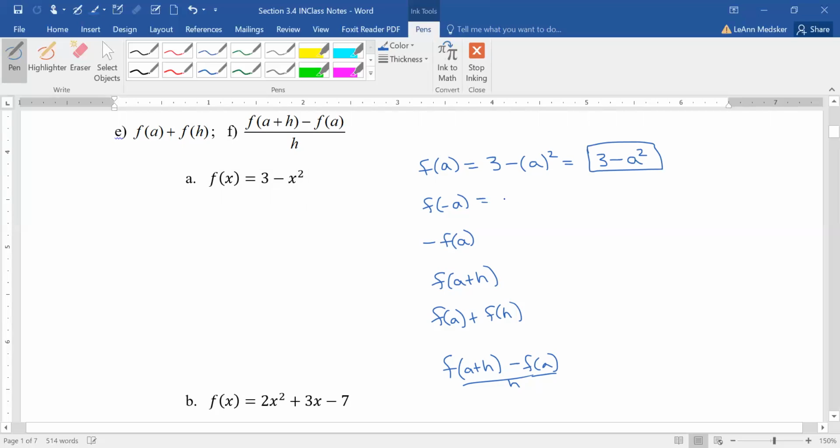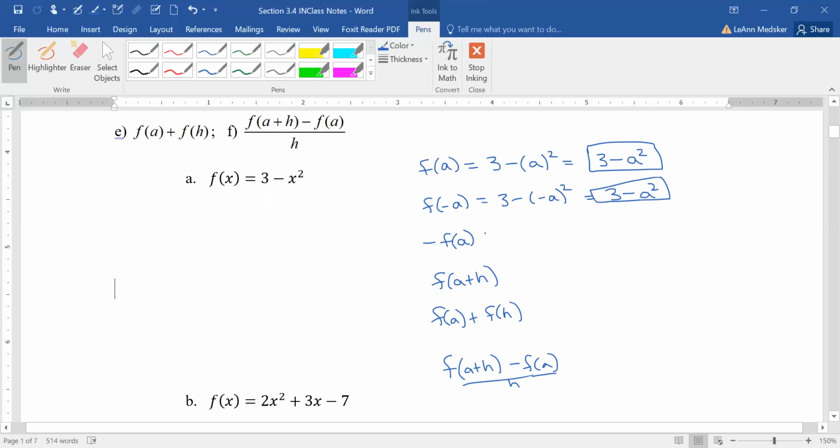For the second one, I'm plugging in a negative a. So this is where we actually do have something to square. If you square a negative 1, it actually comes out positive, but because there's still a minus in front of there, it's still going to be 3 minus a squared. But I did square the negative a.